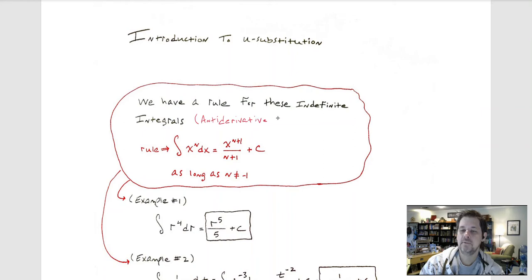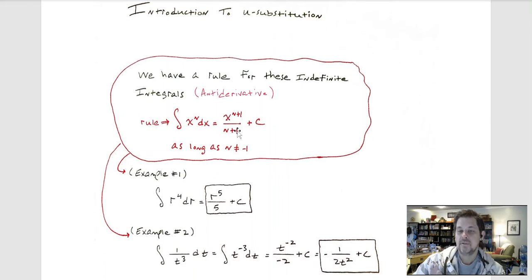Math and most subjects are full of new vocabulary words, and indefinite integral is one of them. Think of it as an antiderivative if you want to. Now, we have a rule for indefinite integrals that are like this. If you want to find the indefinite integral or the antiderivative of x raised to some power n, that power n can be anything except -1, then here's your rule to evaluate that and find the antiderivative, okay?